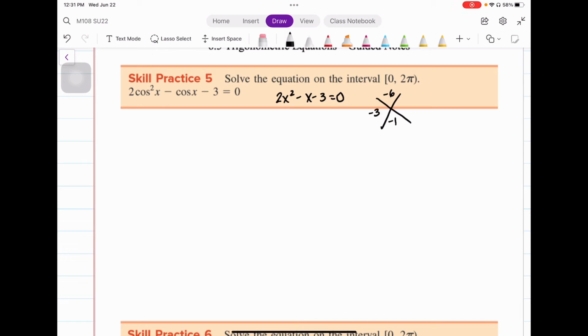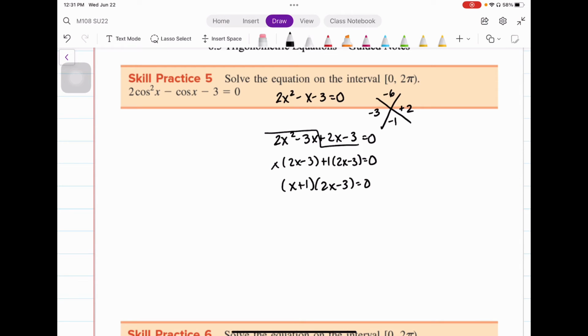What multiplies to negative 6 and adds to negative 1? Negative 3 and positive 2. I would then rewrite this as 2x squared minus 3x plus 2x minus 3 equals 0. That's x times 2x minus 3 plus 1 times 2x minus 3, which factors to x plus 1, 2x minus 3 equals 0. But in this case, x was actually cosine of x. This means that we have cosine of x plus 1 and 2 cosine of x minus 3 equals 0.